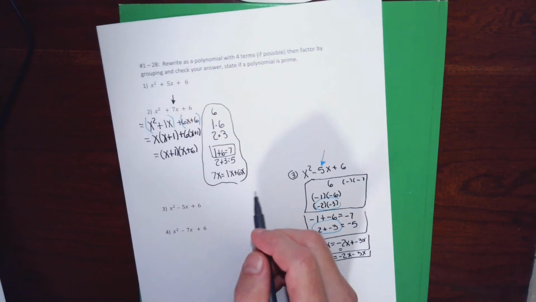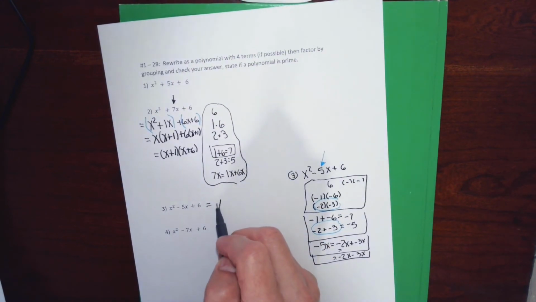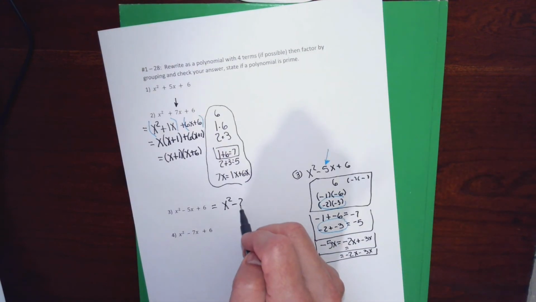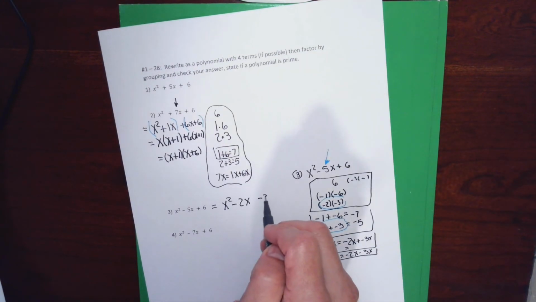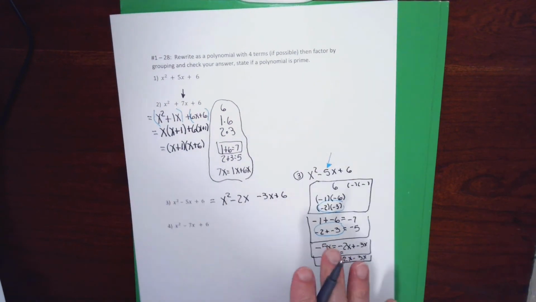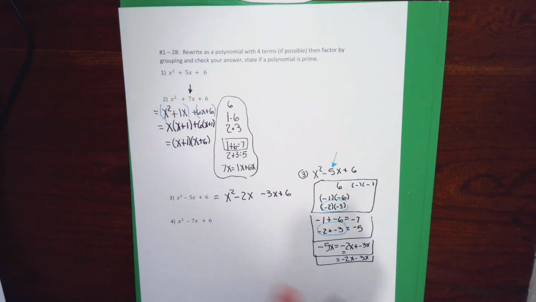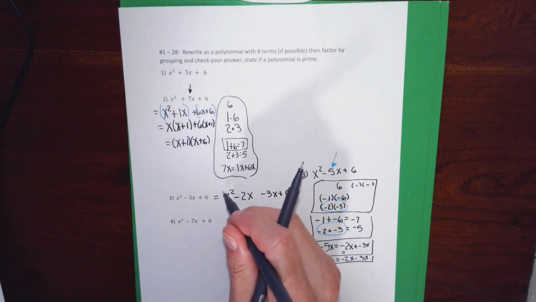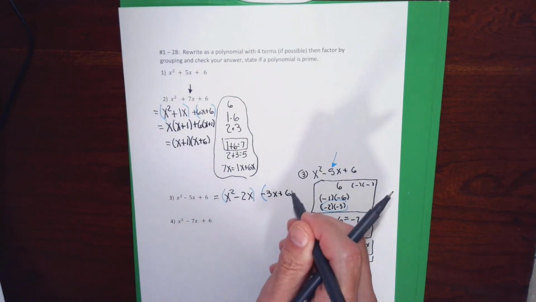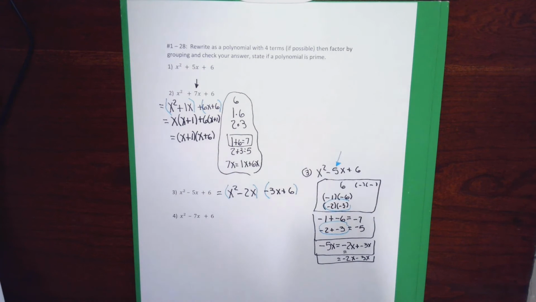So now I'm into factoring. I can rewrite this problem as x squared minus 2x minus 3x plus 6. This will equal that. If you combine the minus 2x and minus 3x, you get the minus 5x. Now I'm going to factor by grouping. Put the first two terms in a parentheses. Include the negative when I put the second two terms in a parentheses. And now common factor.